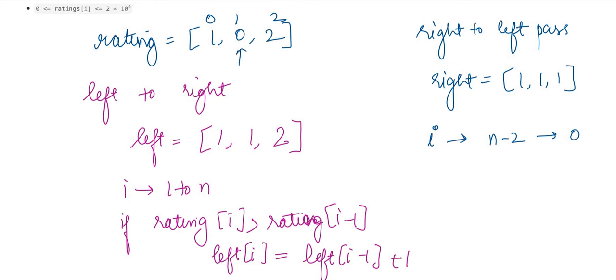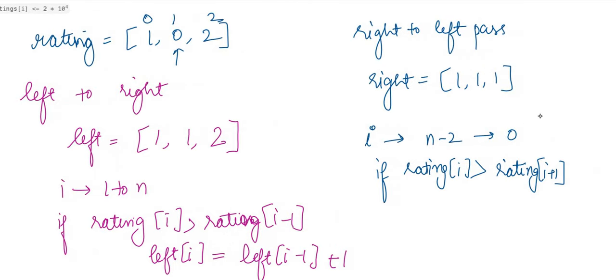We will check if rating of I is greater than rating of I plus 1. That means you are checking the right neighbor now. If the rating of a particular child is greater than its right neighbor, we are going to increment the right array.